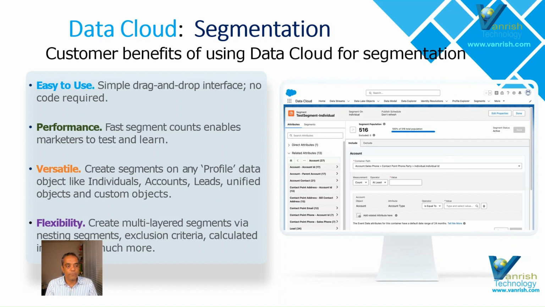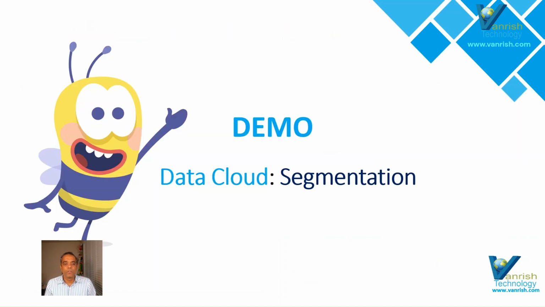Third is versatility. Create segments on any profile data object, like individual, account, lead, unified object, and custom object, so you can use any of your objects to create your segment. Fourth is flexibility. Create multi-layer segments via nesting, segment exclusion criteria, calculated insights, and much more. These are some of the benefits of Data Cloud segmentation for any data. So let's jump into the demo for Data Cloud segmentation, and I will go from there.